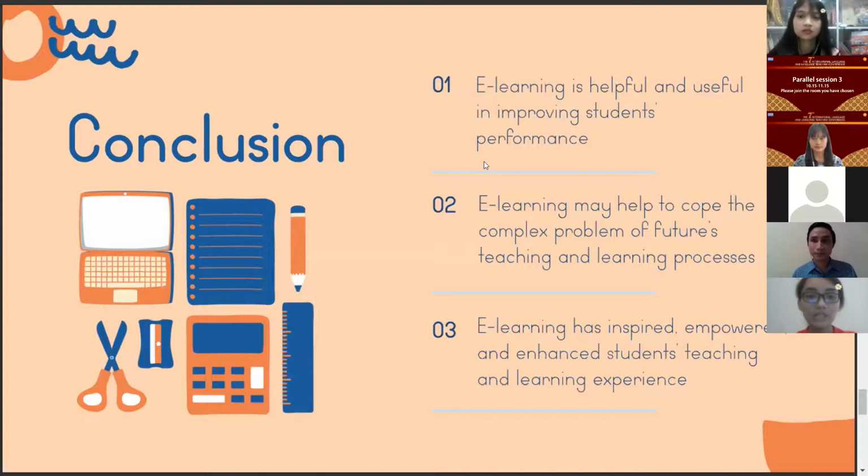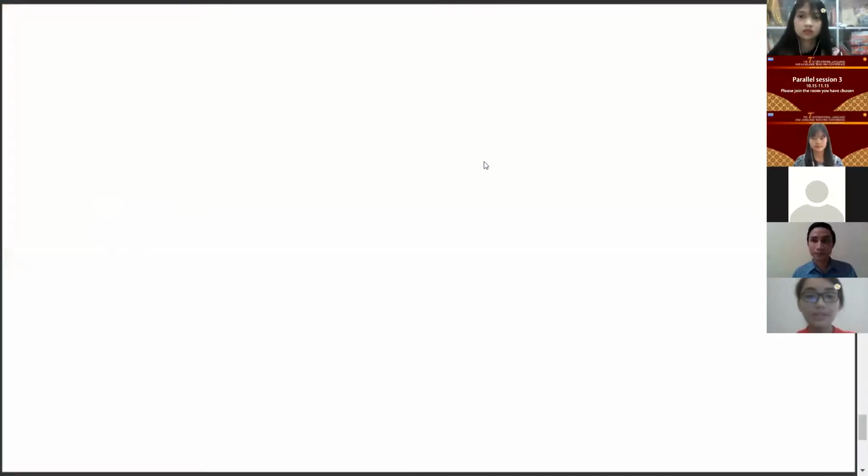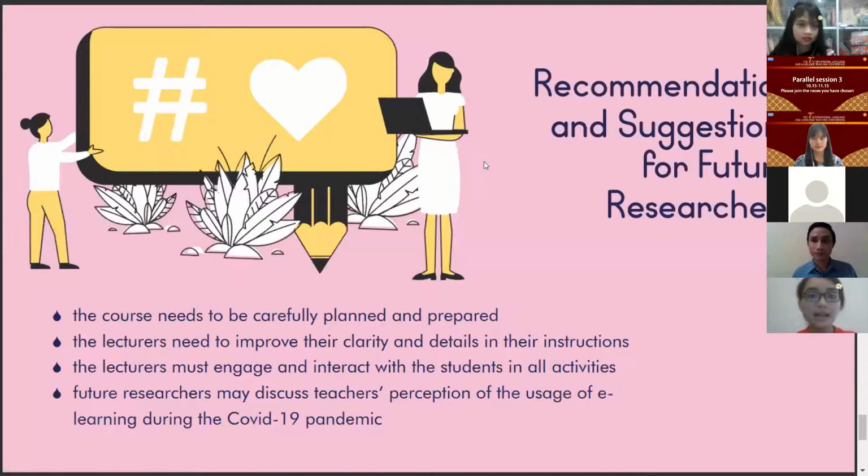And the recommendation for the stakeholders and also for the future researchers is that teaching methods should be constructed efficiently, and also the improvement needs to be done so that it can prevent miscommunication and misinterpretation during e-learning. And we also hope that the lecturers may use only 1 or 2 online platforms during e-learning, and future studies on teachers' perception can be explored more during the COVID-19 pandemic.